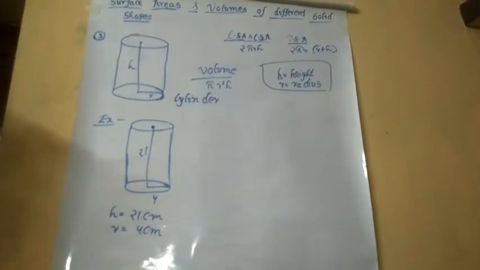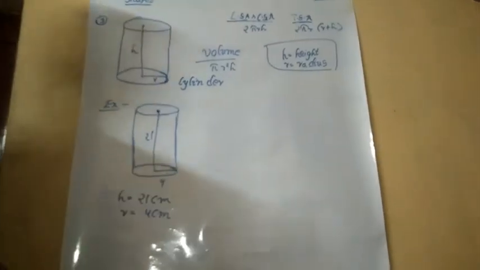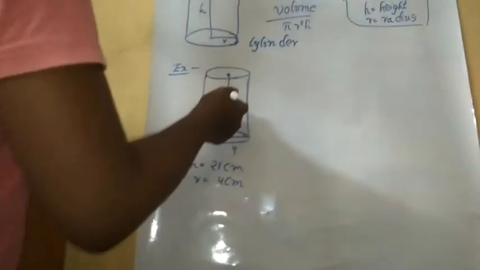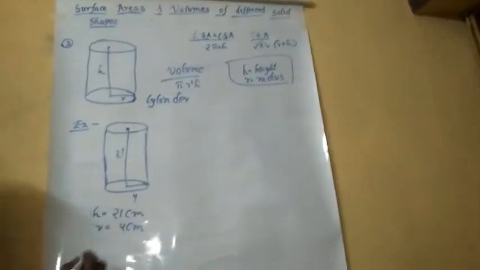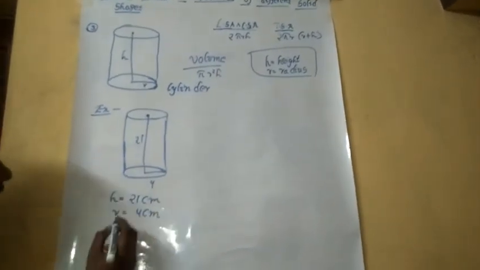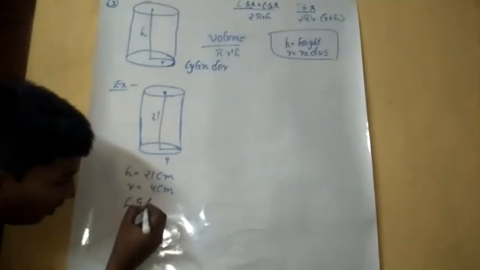So let's do an example on this. So we have taken a cylinder. Let's take a cylinder. Here there is a cylinder of height 21 and radius 4 centimeters. So radius 4 centimeters means, let's do LSA. LSA is equals to 2 pi RH.